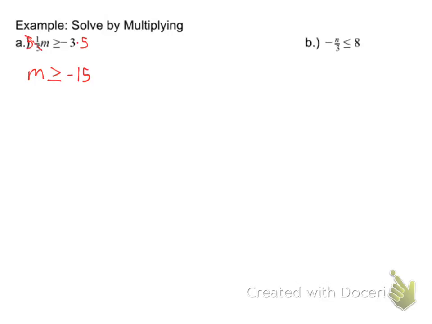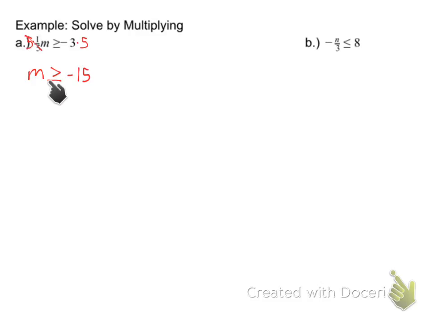Guys, it's always a good habit to check an answer, even if you do it in your mind. Give me a really nice simple number that satisfies m greater than or equal to -15. 4 definitely works. What's maybe even a better one? 0. Because 0 just makes things go away.